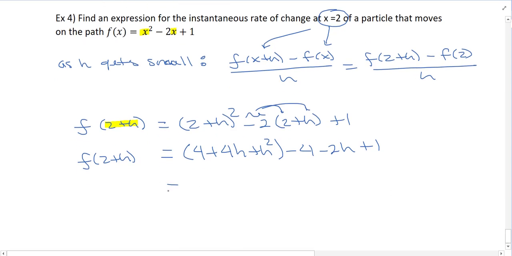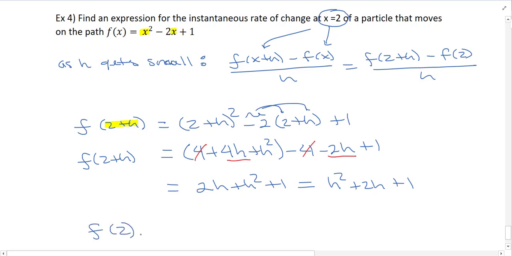And if you want to simplify it here, go ahead and combine like terms. So I guess I could get rid of this parentheses, but notice that 4 minus 4, so those end up canceling. I have 4h and minus 2h, so that's going to give us what? So I'm going to have 2h, right? 4h minus 2h plus h squared plus 1. You could write it in descending order, so h squared plus 2h plus 1. So this is our f of 2 plus h.